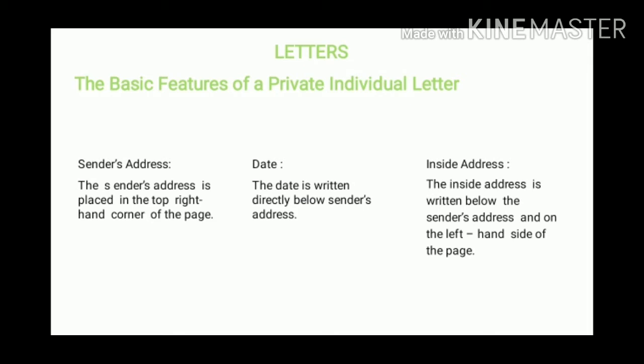So everyone, the next feature is date. The date is written directly below the sender address, separated from it by a space. It is usually written on the right-hand side of the page. The month in the date should not be written in figures, as this can be confusing. In British English, the sequence is day, month, year. And in American English, the sequence is month, day, year. It is acceptable to write the date without the abbreviation.